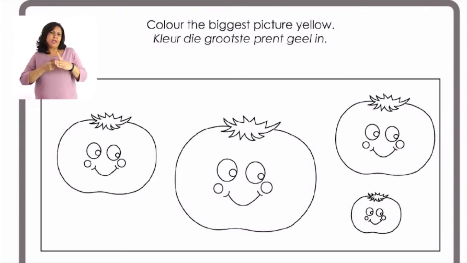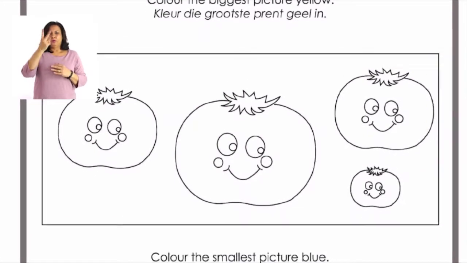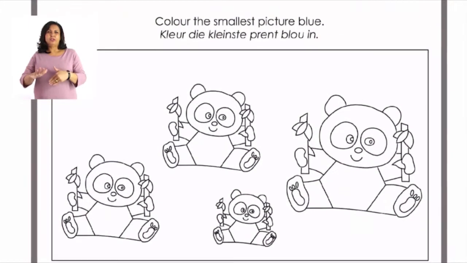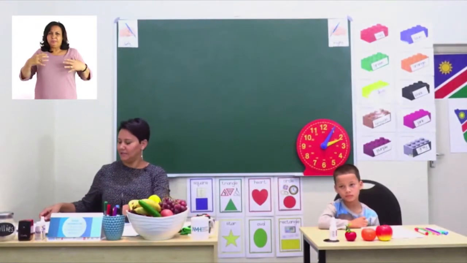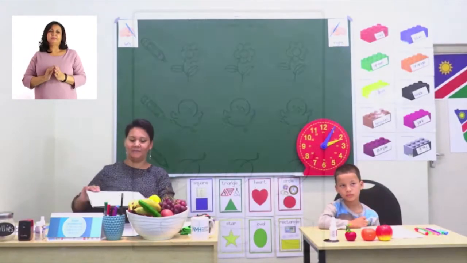So let's now look at the bears. Remember the 3 bears? But now I want you to color the smallest bear blue. Remember, the water is blue, or the ocean is blue, and there's lots of blue things outside. So the sky is blue, so color the smallest bear blue. And now you may turn to page 5.